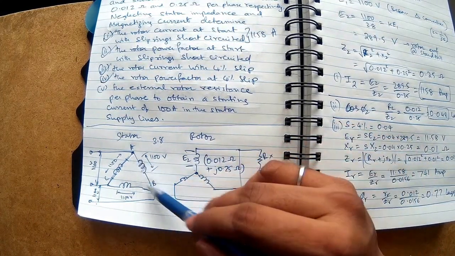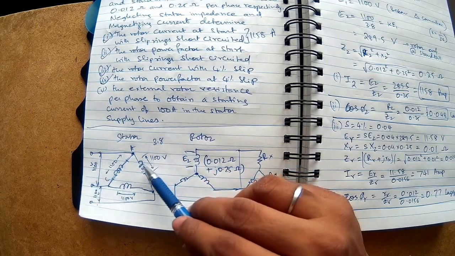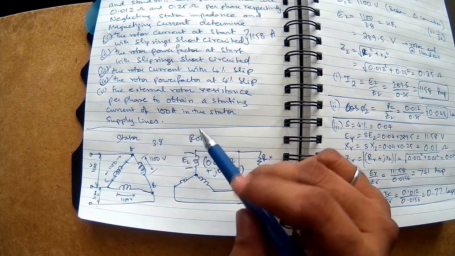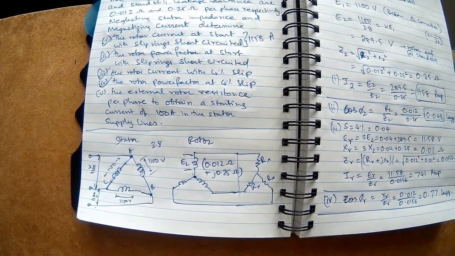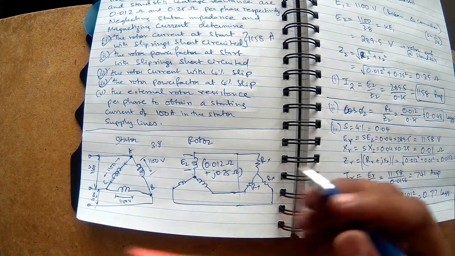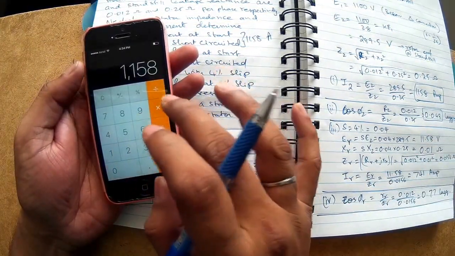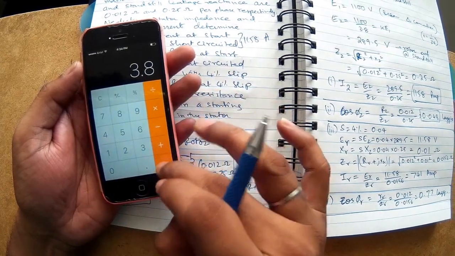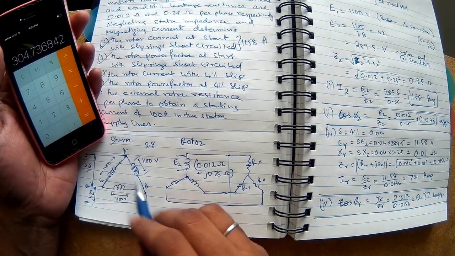What is the current in this winding? Again we use the same turns ratio. Because the voltage is stepped down, the current will step up. Going from the rotor to the stator side, the current will step down. So I'll estimate that: 1158 divided by 3.8. That is 304 amperes flowing in the A to B phase.